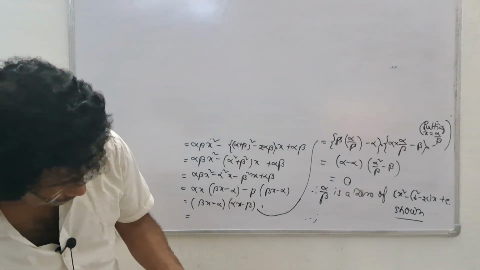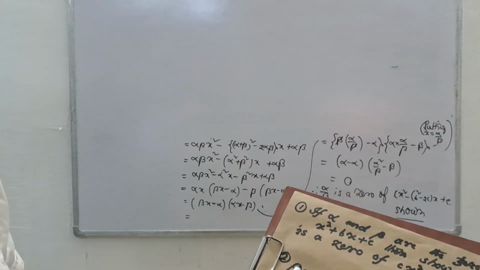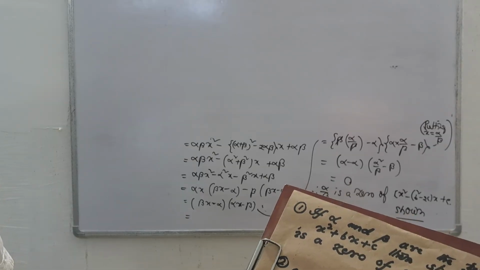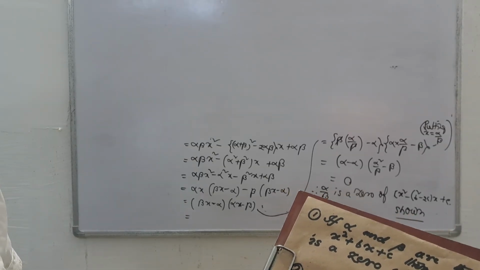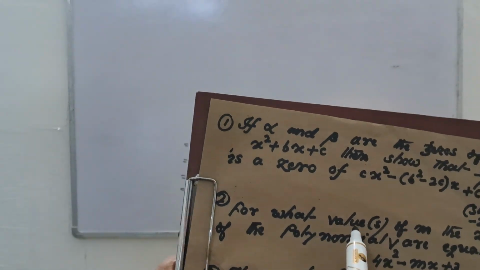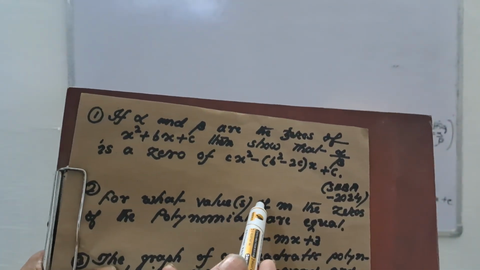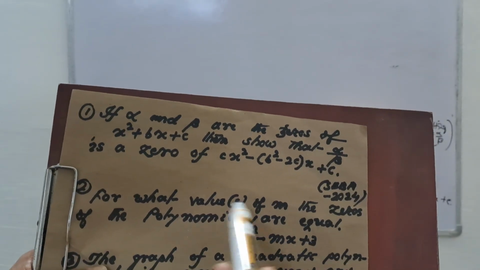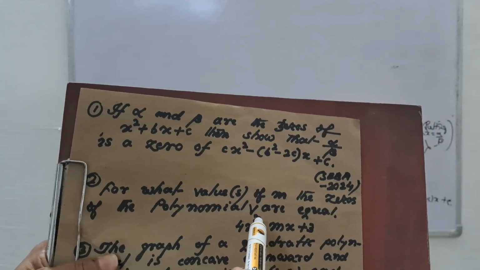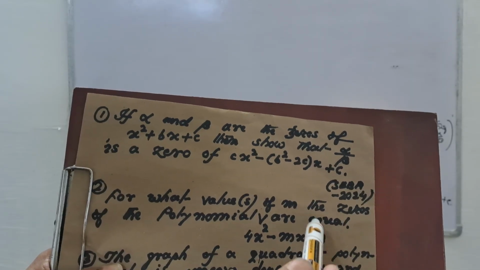Now you see one more problem. For what value or values of m are the zeros of the polynomial 4x squared minus mx plus 3 equal?